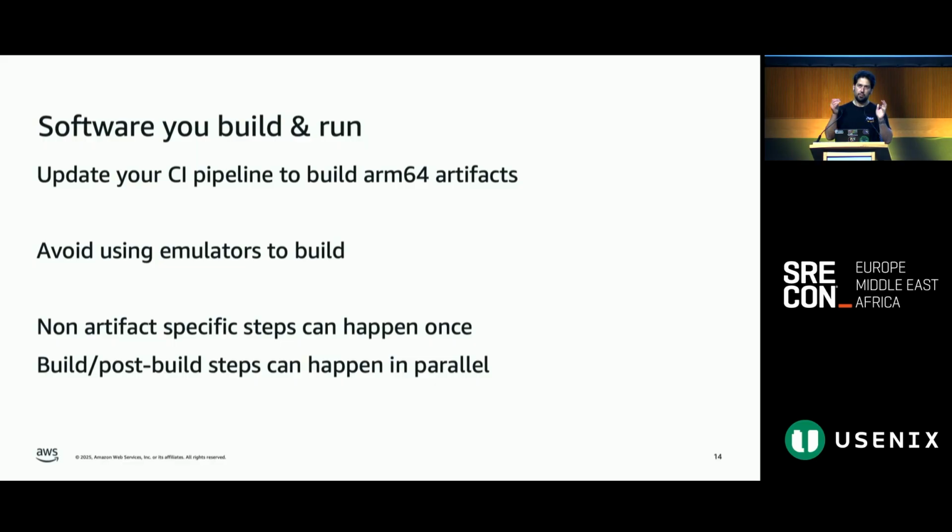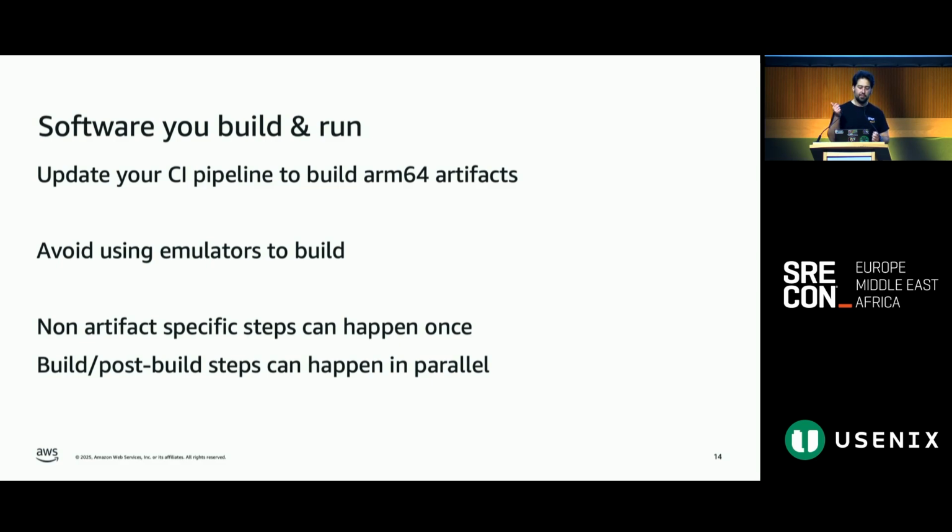So we know that we need to create new artifacts. This means that we need to update our CI/CD pipelines in order to build these ARM64 artifacts. One thing that people are tempted to do is to use emulators in order to build ARM64 artifacts on x86 instances. I would highly recommend you don't do that. It might be easy, but here are at least my two reasons.